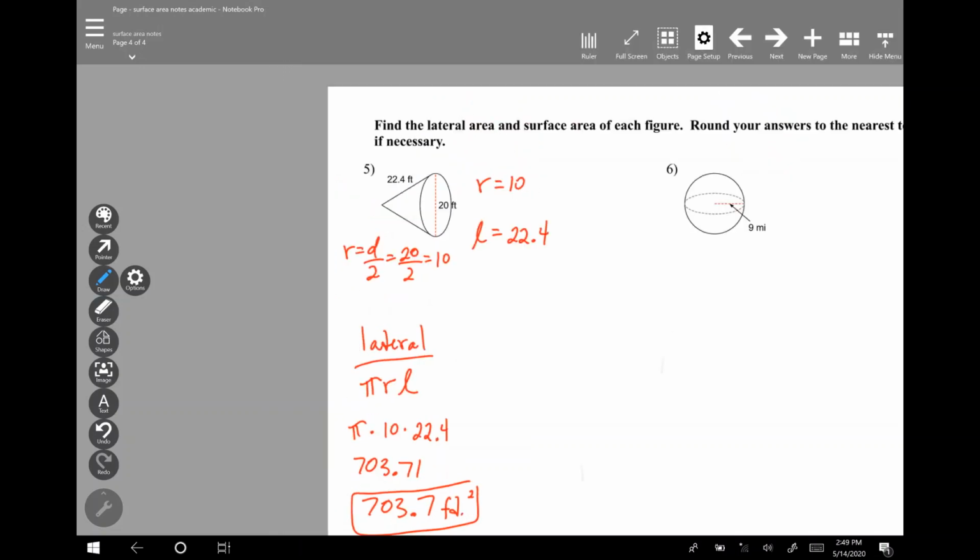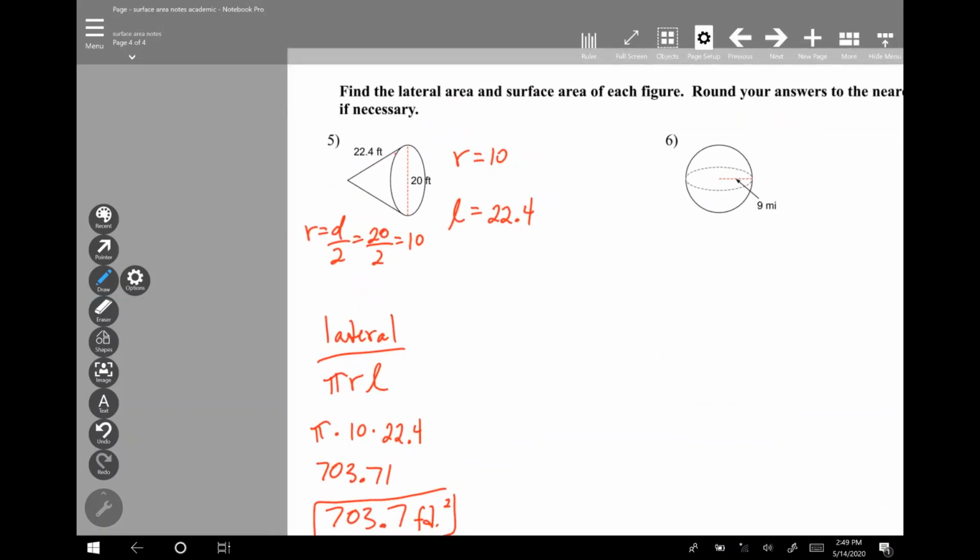And for lateral on a cone, it's only this wrapping part, just all the way around. Like on an ice cream cone, the part that you hold, you're holding onto the lateral surface of the cone. Now, total is all this around the outside plus this circle. So that's why for the total, we just do pi r l plus the area of a circle, pi r squared.